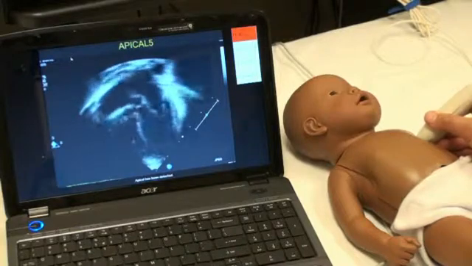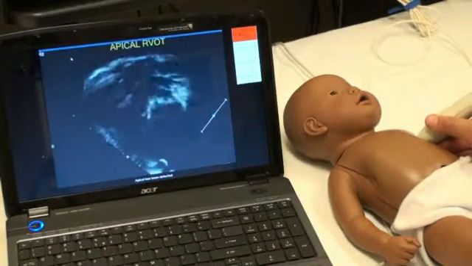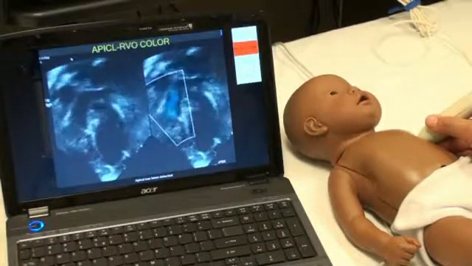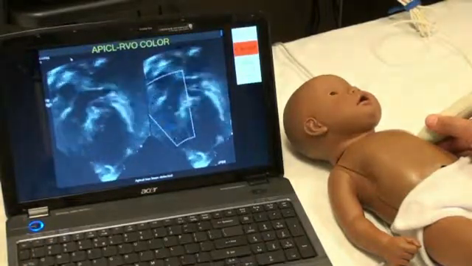And rotation more clockwise and tilt anterior till we reach the RV outflow tract and pulmonic valve from the apex, and the color flow demonstrates that.